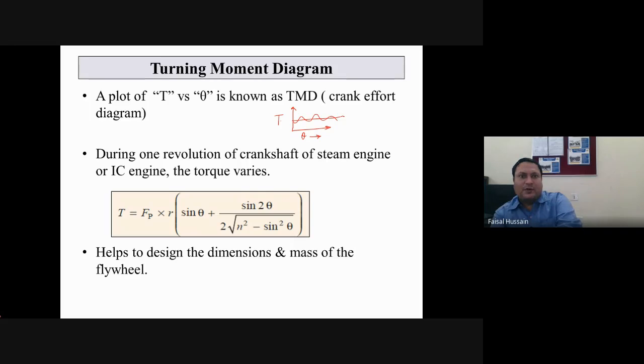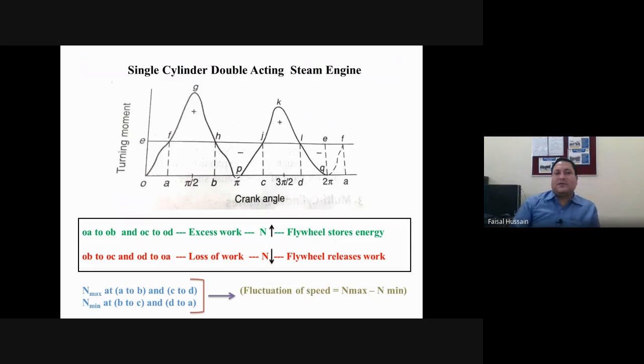So coming to our main point, we have to see the turning moment diagram for various applications. And a student should know that torque is the product of force into crank radius into sine theta plus sine 2 theta. So this equation you have already seen in dynamic force analysis, so I will not repeat this equation. And the turning moment diagram application is that it helps to design the dimensions and mass of the flywheel. That is the best example. Now let us go to the turning moment diagram. From here we will start.